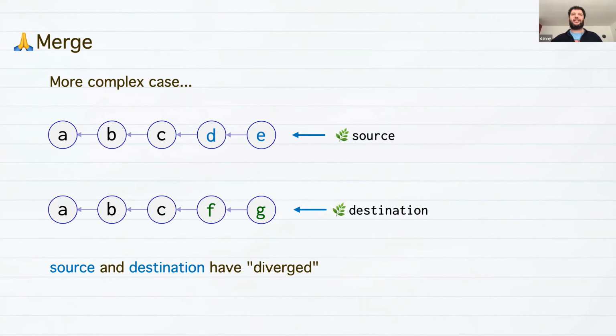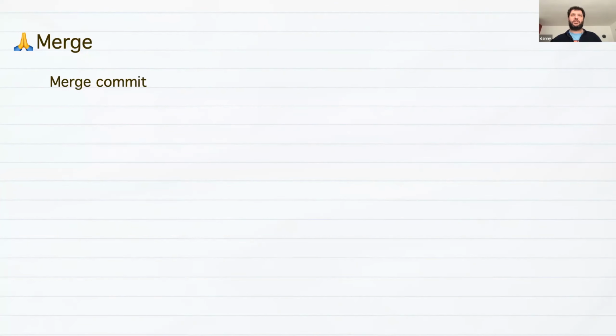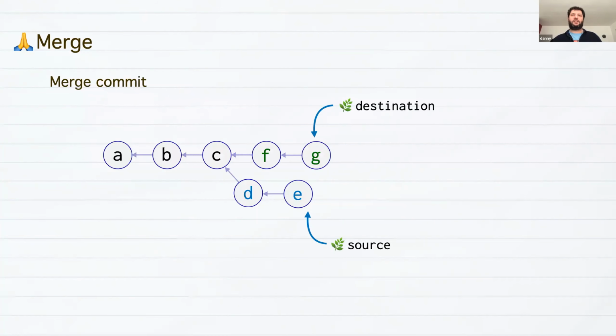So source and destination is said to have diverged. The two branches have diverged. The way that Git deals with this is with a thing called a merge commit. So here's our starting point. We've got a destination branch with commits A, B, C, F, G on it, and a source branch with commits A, B, C, D, E on it.